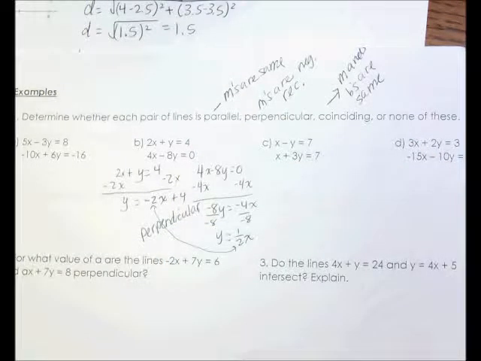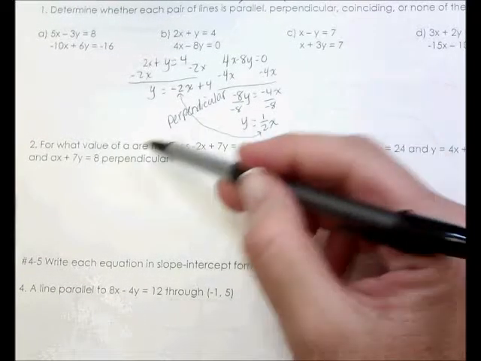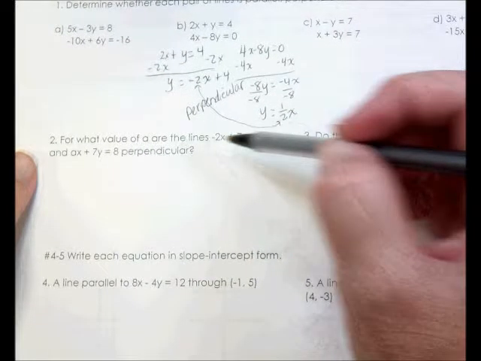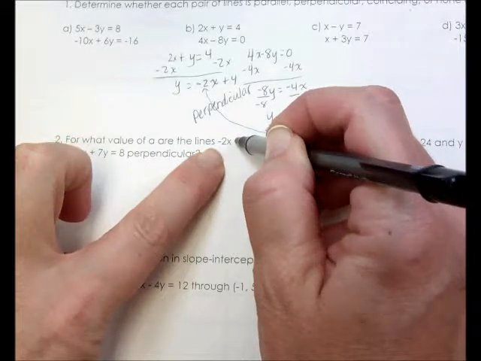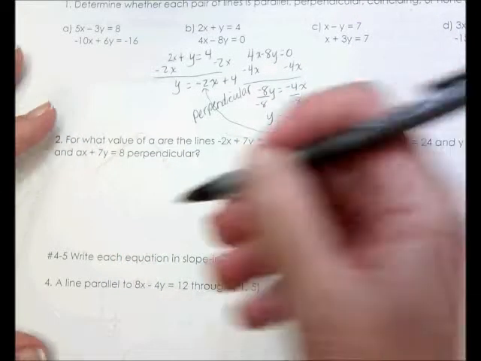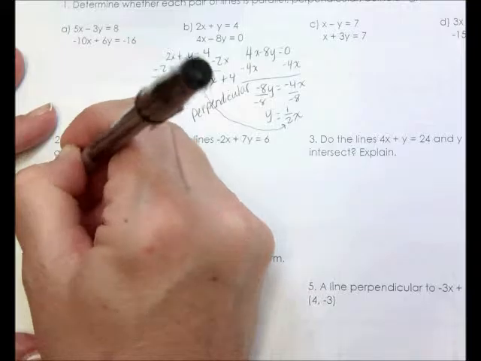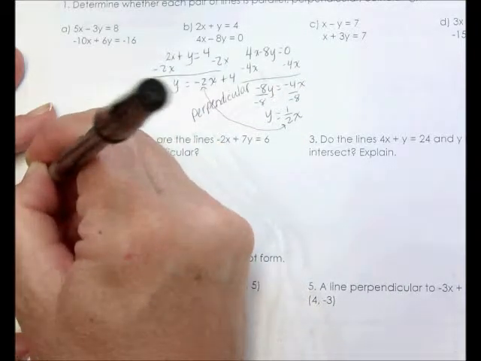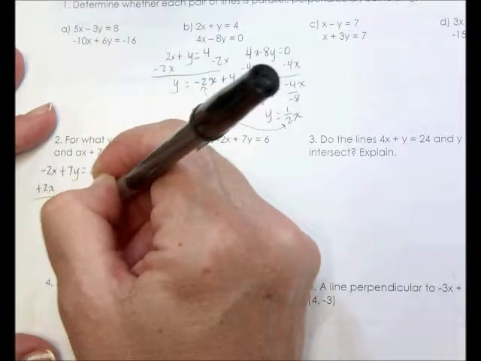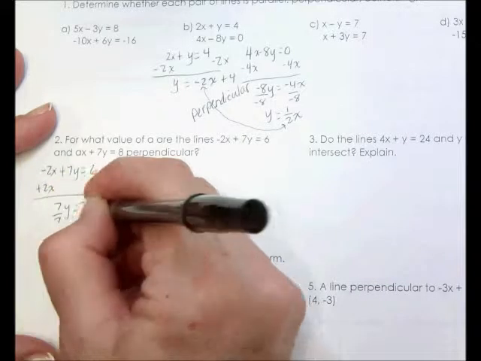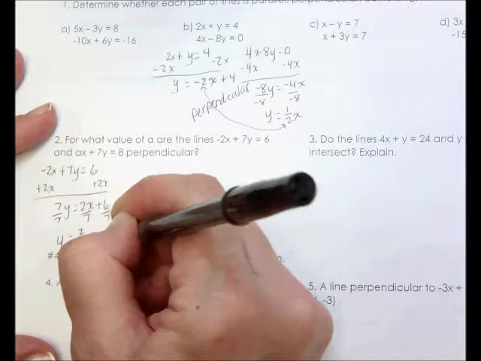Now, the next ones that we looked at are for what values of a are these two lines perpendicular. So looking at these two, I know if these two lines are perpendicular, then if I know the slope of this line, the slope of this line down here is going to be the negative reciprocal. So let's just write both in slope-intercept form right away. So I have negative 2x plus 7y is equal to 6. I add 2x to both sides. So 7y is equal to 2x plus 6, and divide by 7. And y is equal to 2/7 x plus 6/7.